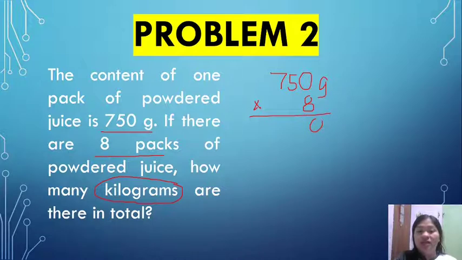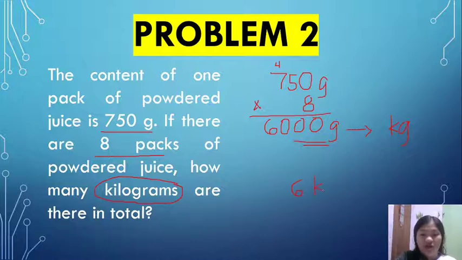Okay, so you have 0 times 8 is 0, 5 times 8 is 40, carry 4, 7 times 8 is 56, plus 4, that's 6,000. So this 6,000 is expressed in grams kasi 750 grams yung ginamit natin. But the question is how many kilograms are there in total? So meaning to say this answer should be converted into kilograms. If you're going to think of our line, so from grams going to kilograms, we are going to move the decimal point 3 moves going to the left. And if you are going to do that, your final answer will be 6 kilograms.